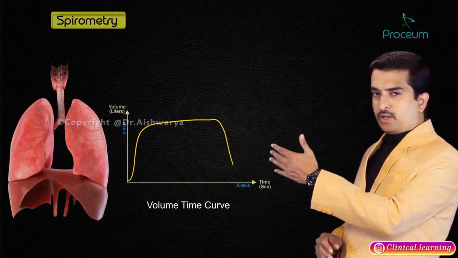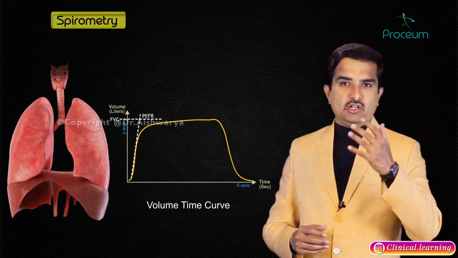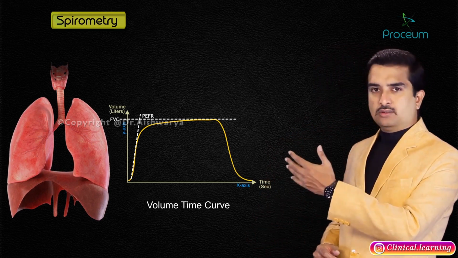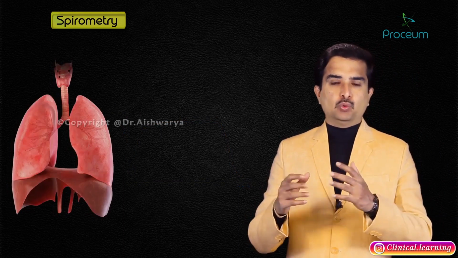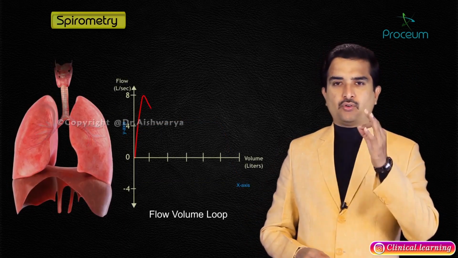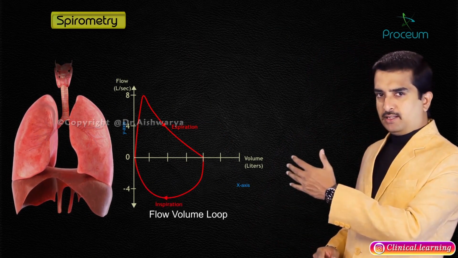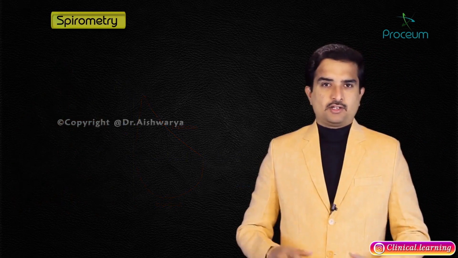The spirometers display graphs called spirograms. As you can see here, there is the volume-time curve, showing the volume in liters along the y-axis and the time in seconds along the x-axis, and a flow-volume loop, which shows the rate of airflow on the y-axis and the total volume inspired and expired on the x-axis.